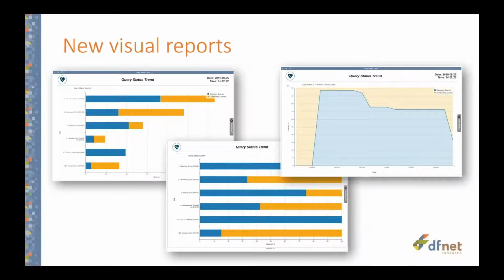We've also added some new visual reports. Here's the query status trend report, which has a few different display options showing how the distribution of resolved and unresolved queries change over time. And so we want to keep adding and growing our repository of reports that we have available. So we're hoping this one's helpful, and we're accepting new ideas for new reports and trying to build in as many as we can right within the software. So custom reports are less important.